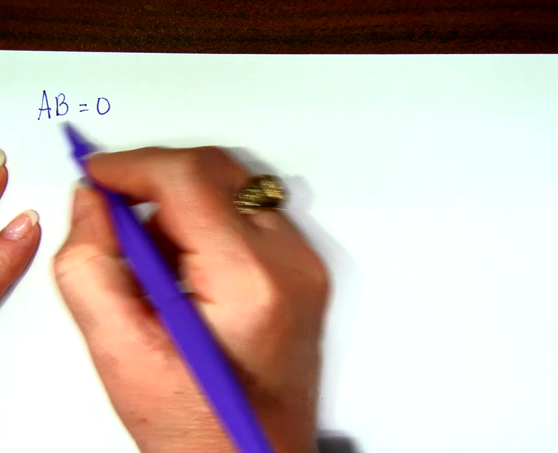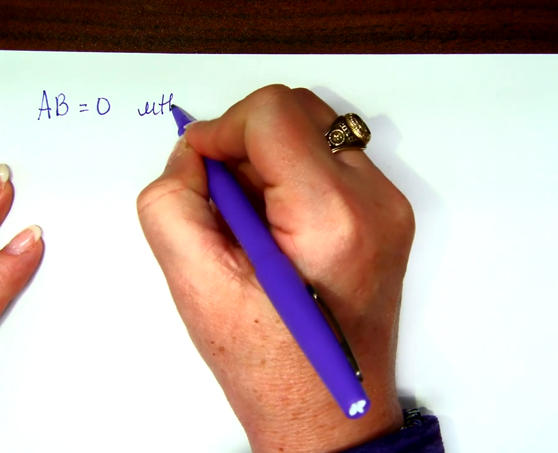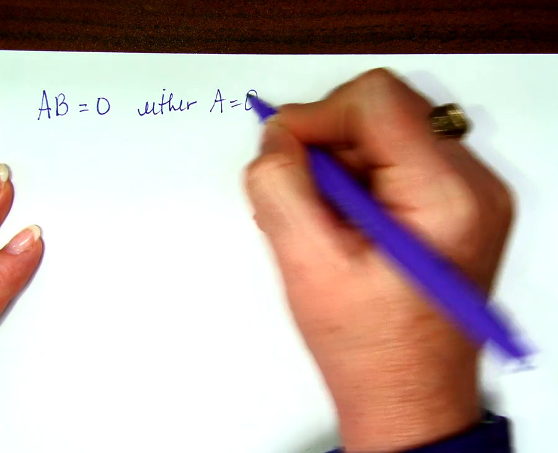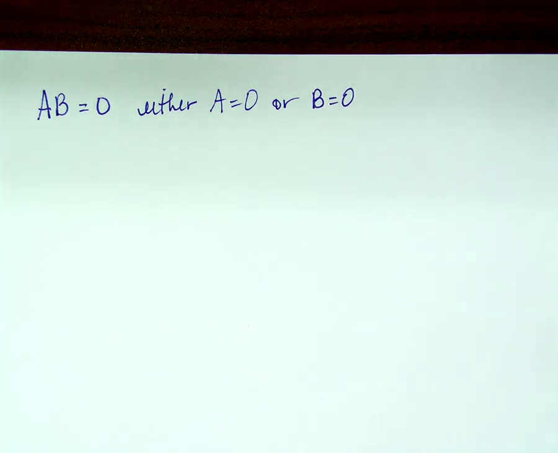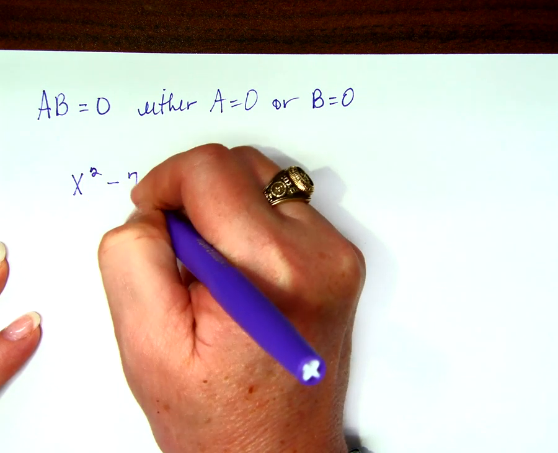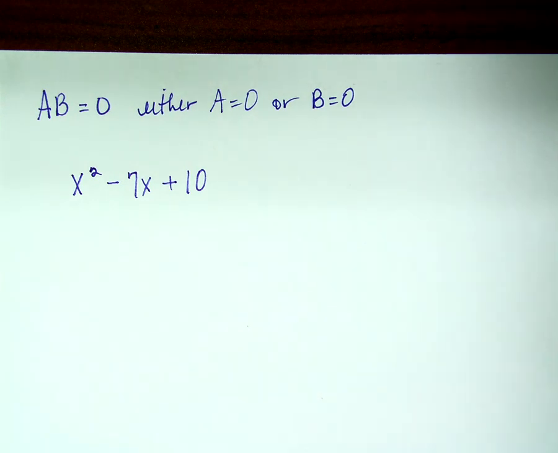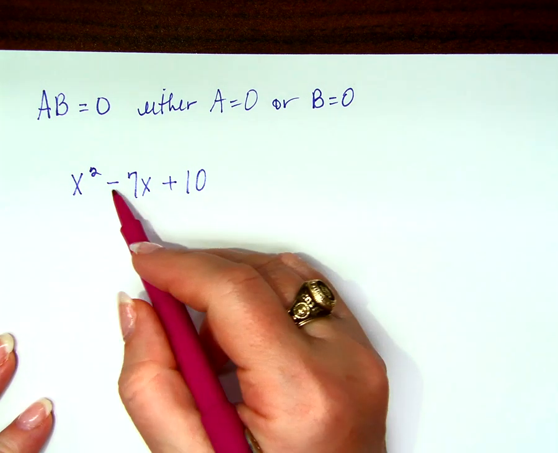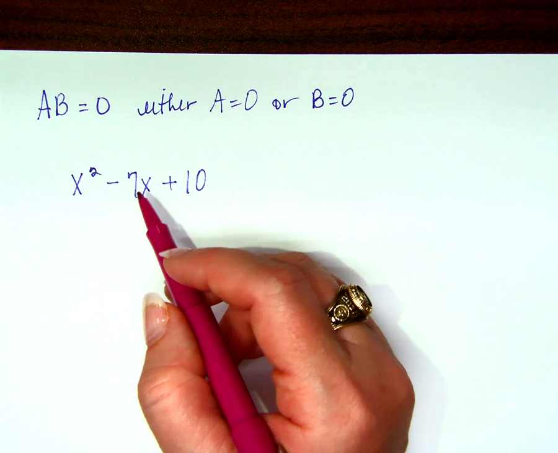If A times B equals 0, what has to be true about either A or B or both? Correct. Either A equals 0 or B equals 0. Or they could both be 0. Okay? So if you have just a simple trinomial like this, let me remind you how to factor that. If it's a simple trinomial where the leading coefficient is 1, we can say, well, it multiplies to be 10 and adds to be negative 7.